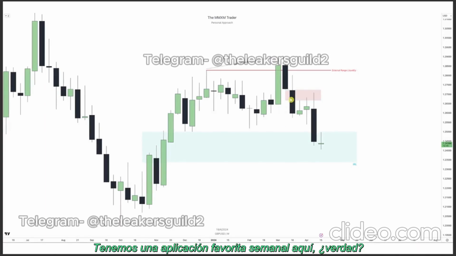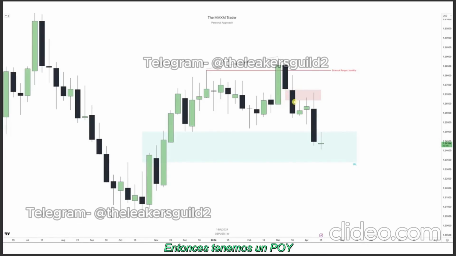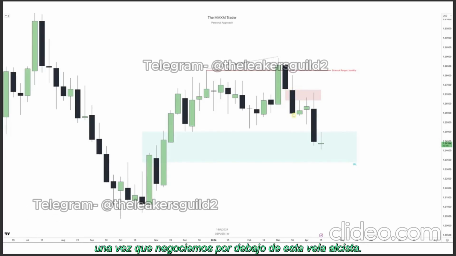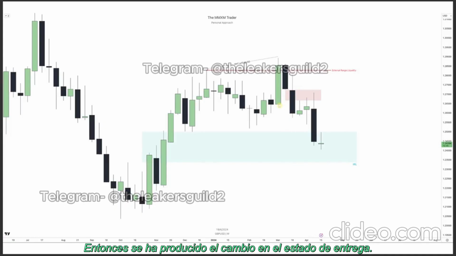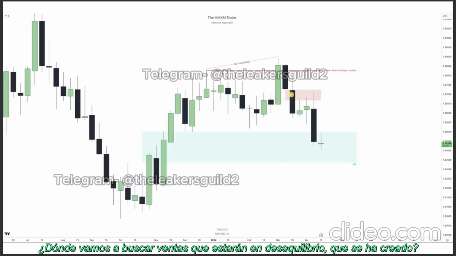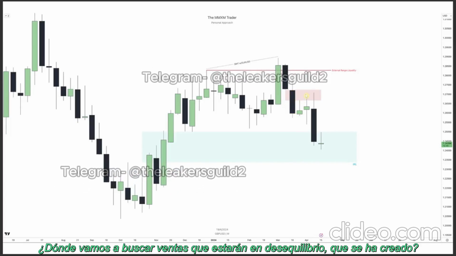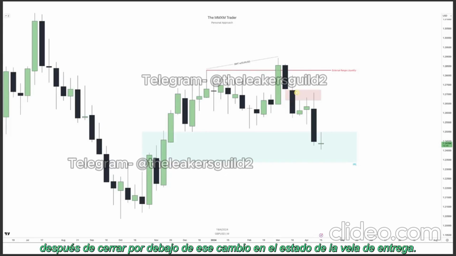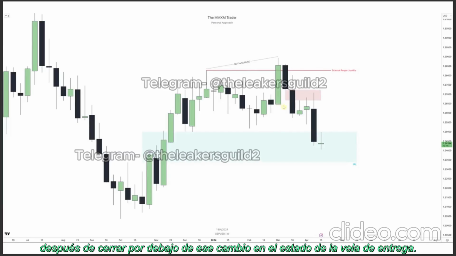We've got a weekly fair value gap over here, right? So we have a POI once we trade below this bullish candle, so the change in the state of delivery has happened. Now we want to find an entry point, right? Where are we going to be looking for sells? That will be in an imbalance which has been created after we closed below that change in the state of delivery candle.